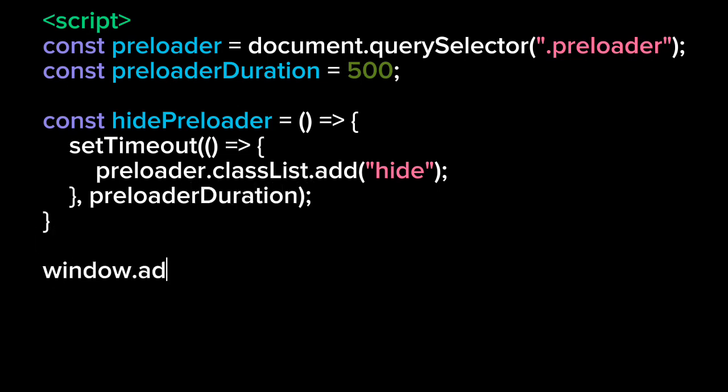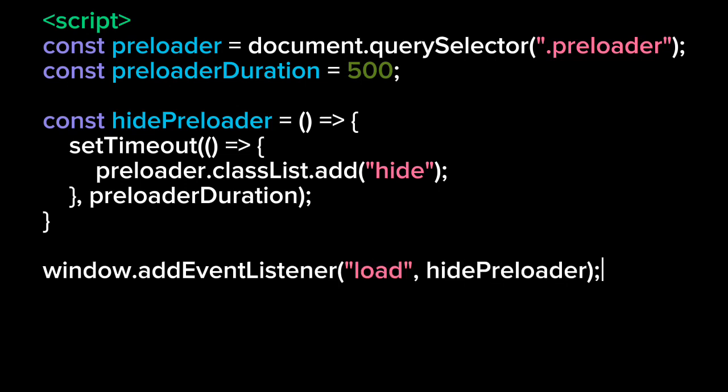We create a function called hidePreloader that adds the class hide to the preloader container after the specified preloader duration has passed. This class contains styles to make the preloader fade out. We add an event listener to the window object, listening for the load event. When the page finishes loading, the hidePreloader function is called.